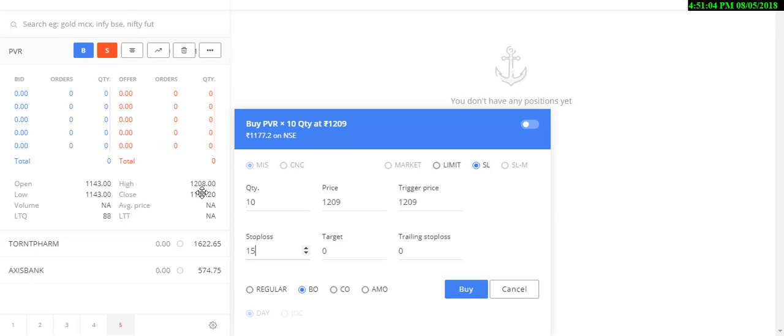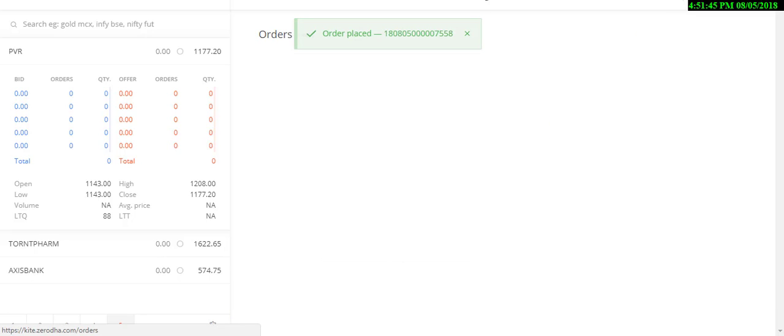I would like to place the order 1 point above the day high, because this is a 1200-odd rupees script. So I would like to place an order 1 point above the price which is now there. If it is around 200 or 300, I would like to place it 50 paise above. So here, the price at which I want to buy is 1209, the trigger price is also 1209, the stop loss would be 15 points and the target would be 15 points. The trailing stop loss would be 1 point. So I would like to place an order like this. Finish. As today is Sunday, I think the order might be rejected.